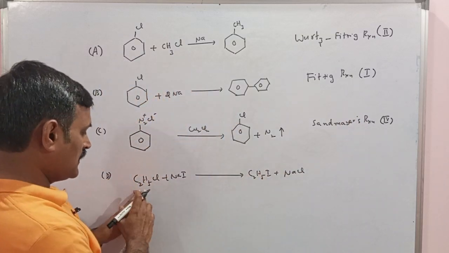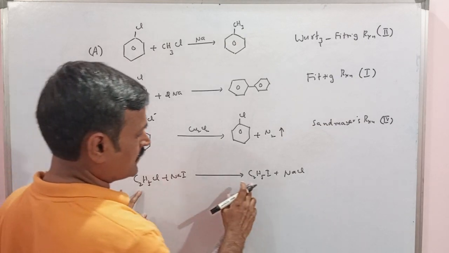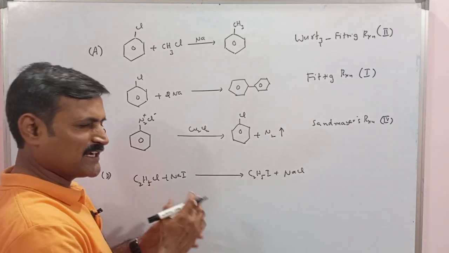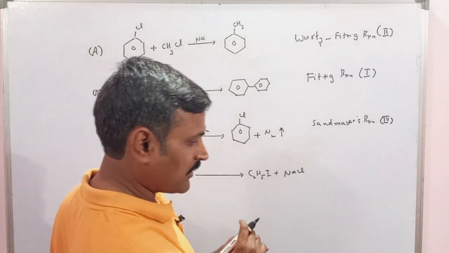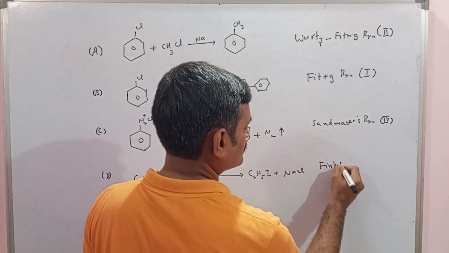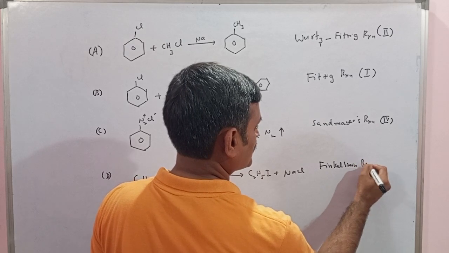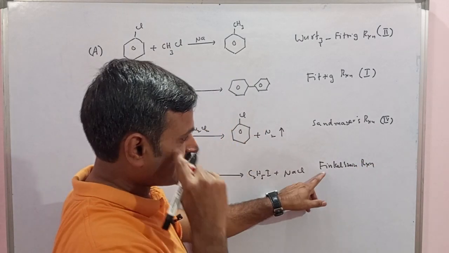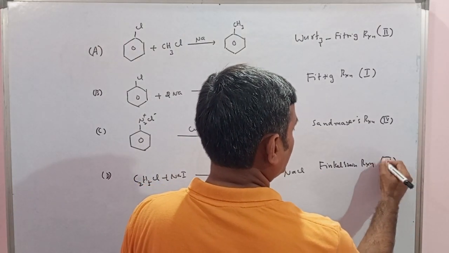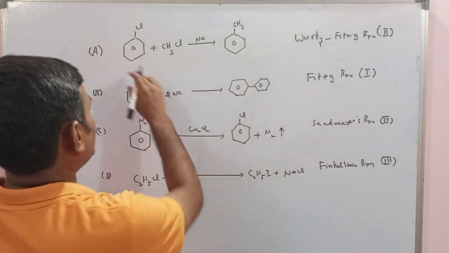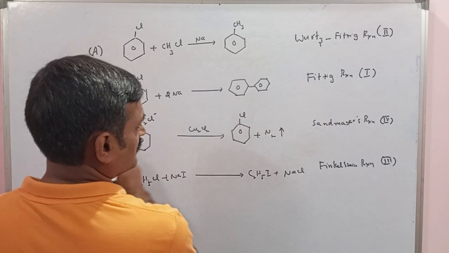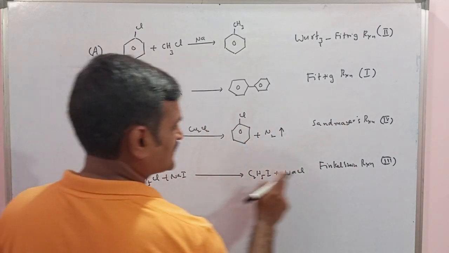Coming to list 1, ethyl chloride with sodium iodide gives ethyl iodide plus NaCl. It is a kind of halogen exchange method, usually taking place in the presence of acetone, which is nothing but the Finkelstein reaction. They have given the Finkelstein reaction as Roman number 3 in list 2. That's why A matches with 2, B matches with 1, C matches with 4 and D matches with 3.